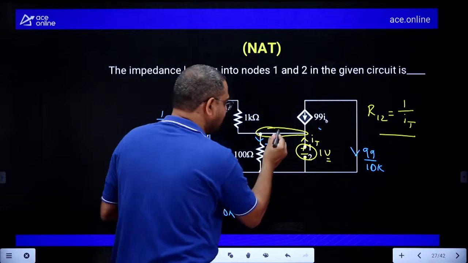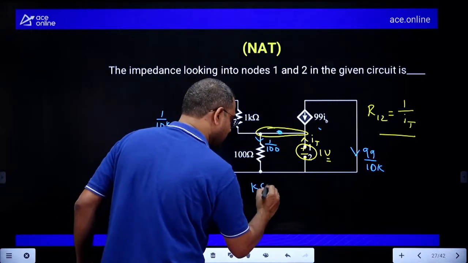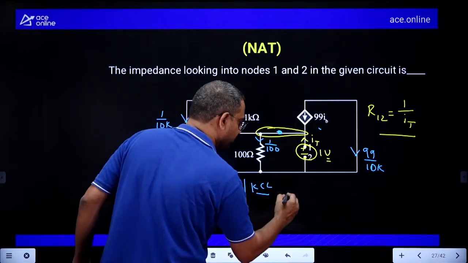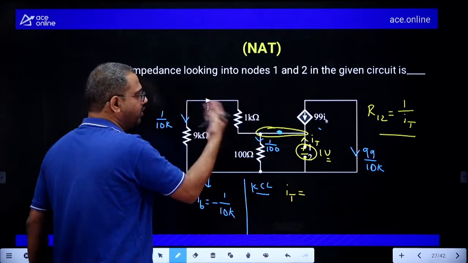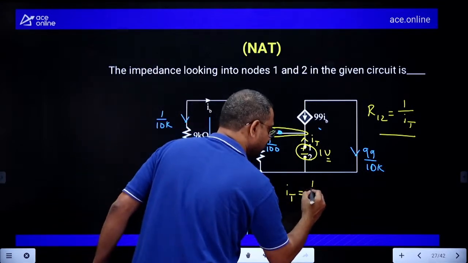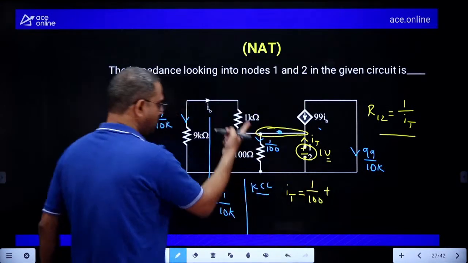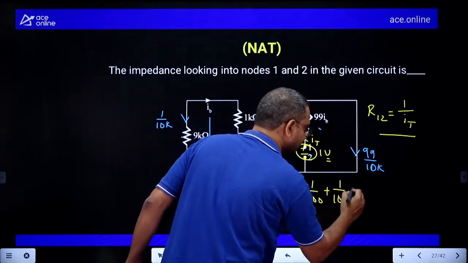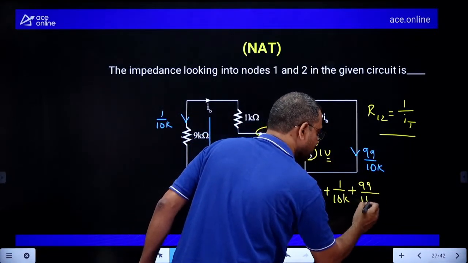So now I am writing the KCL. Okay, what is the KCL, everybody? Yes, tell me the KCL, everybody now. Incoming currents equal outgoing currents. Incoming I total is equal to outgoing. One is 1 by 100 plus 1 by 10K, and this is 99 by 10K in the practical direction.